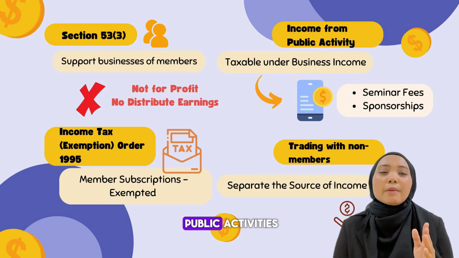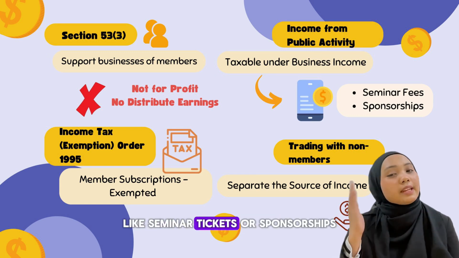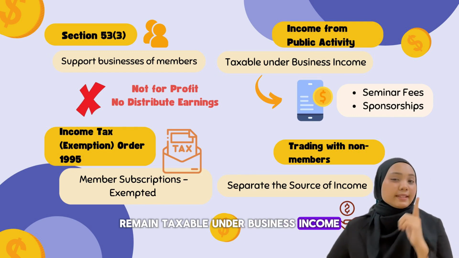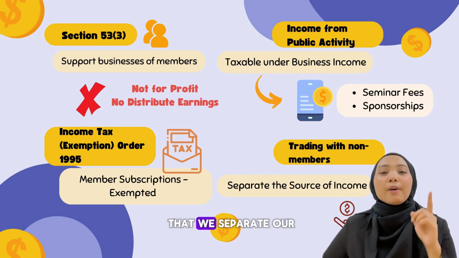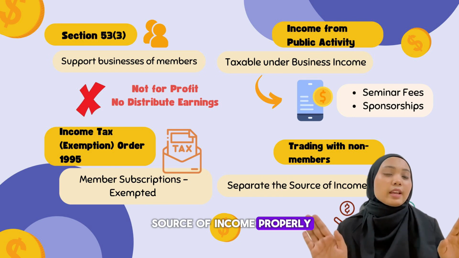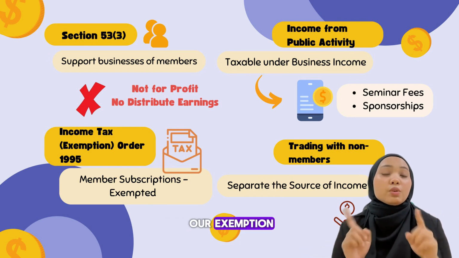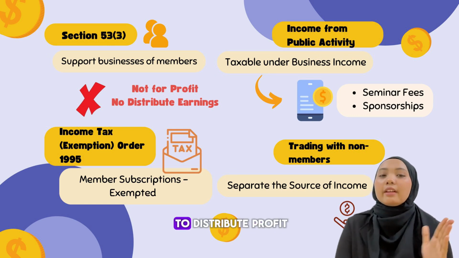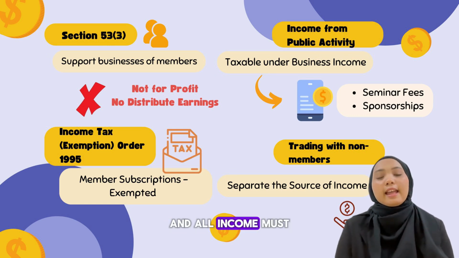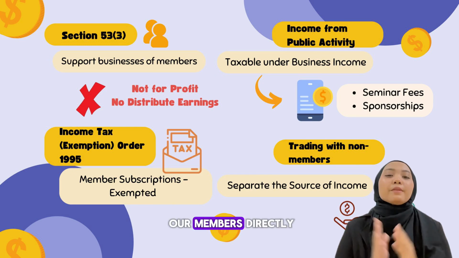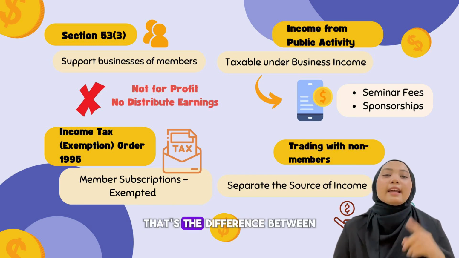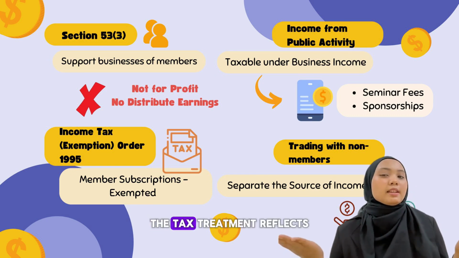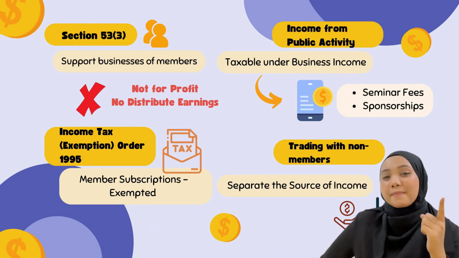However, income from public activities like seminar tickets or sponsorships remains taxable under business income. So, it is important that we separate our source of income properly, otherwise, we could lose our exemption. We also take care not to distribute profit, and all income must be used to benefit our members directly. That's the difference between our structure and a commercial company. The tax treatment reflects that purpose.